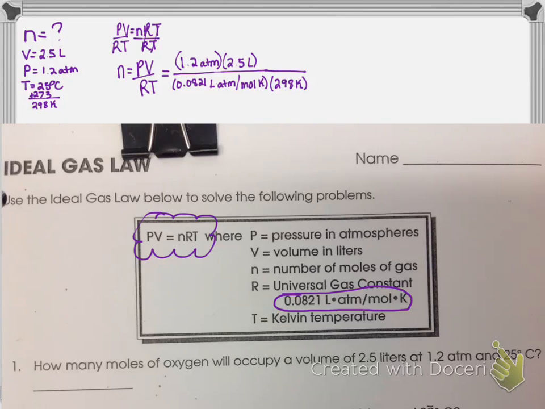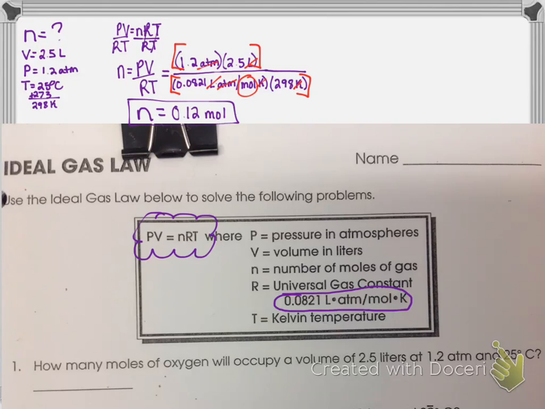And now we just need to cancel out our units and solve the math. So if you notice, our ATMs cancel out, our liters cancel out, and our kelvins cancel out. And so we're left with our units of moles, which is good because that's what we're solving for. So if we punch into our calculator, 1.2 times 2.5 divided by 0.0821 times 298, you should get N is equal to 0.12 moles. And that is your final answer.